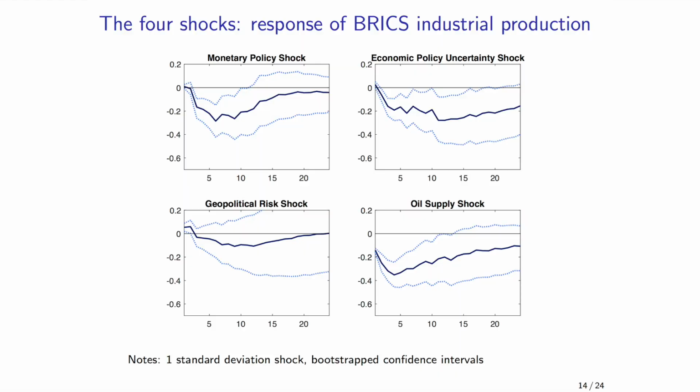The effect of the geopolitical risk shock is a little bit smaller. To compare as a benchmark, I've kept the same axis here. For BRICS countries, these effects are a little bit smaller for the monetary policy and the economic policy uncertainty index, and also geopolitical risk, but about the same size for the oil supply shock. So when I look at the Indian responses, I'm going to compare them both to the world industrial production response and the BRICS countries' response.